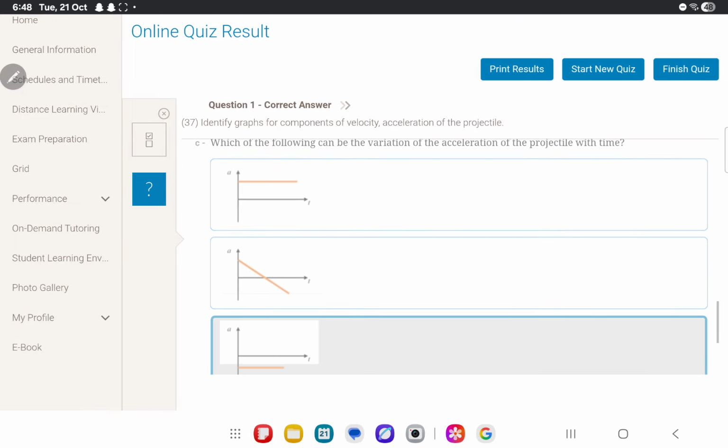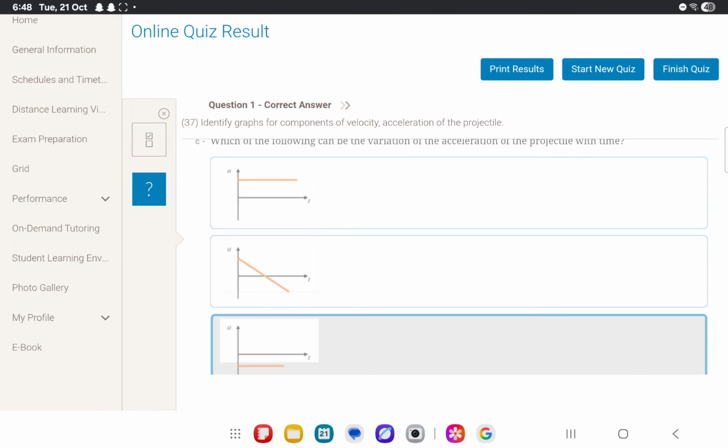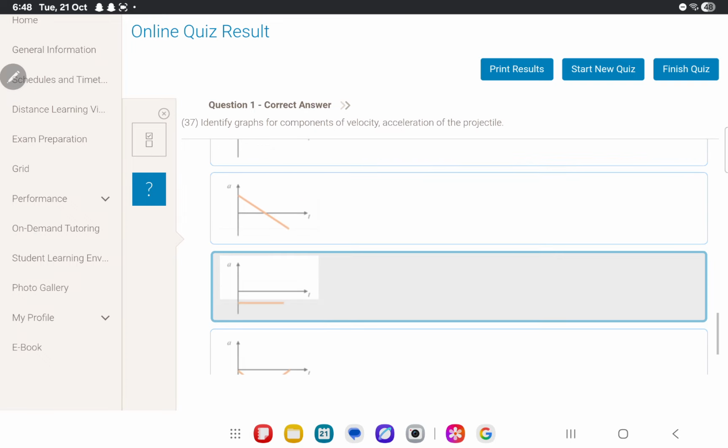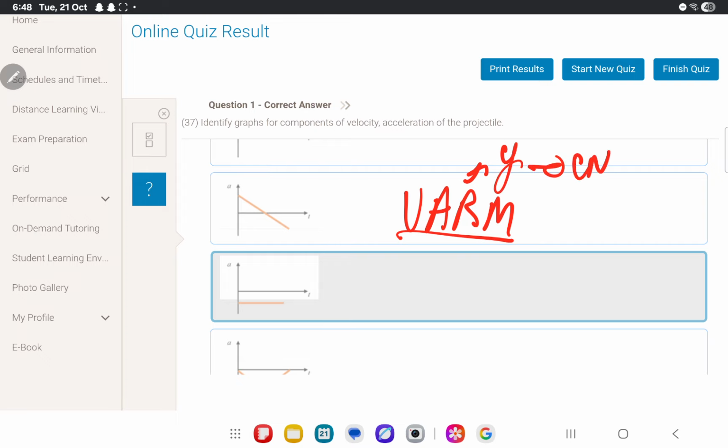Now for question 3, the acceleration. Remember, the acceleration is always going to decrease, right? Because look, remember our graph is like this, okay? Anyway, we are moving at UARM in terms of acceleration. We're looking at acceleration, we're going to look at the y part, and it's constant, right? It is constant.